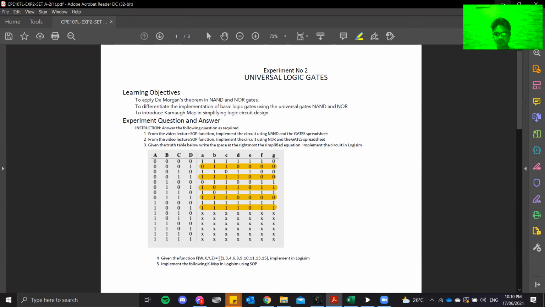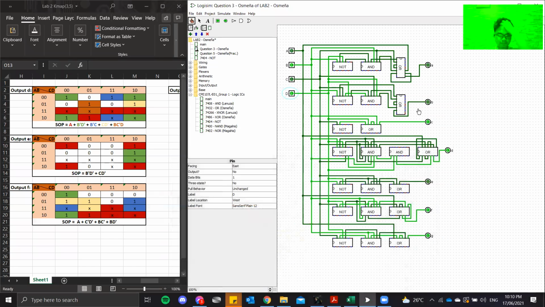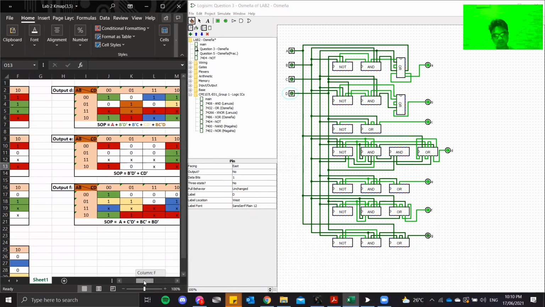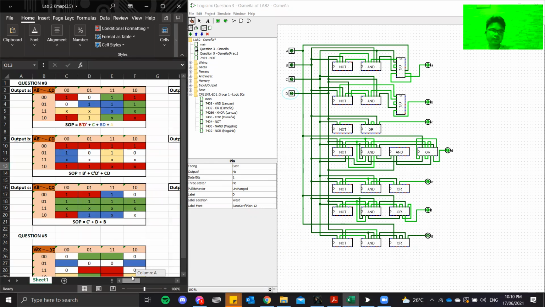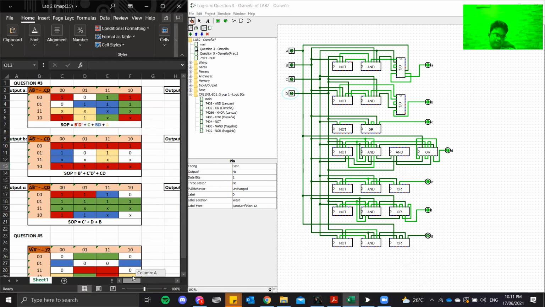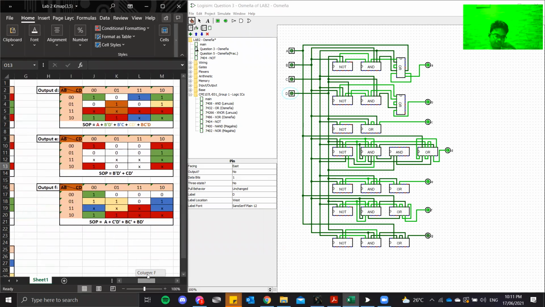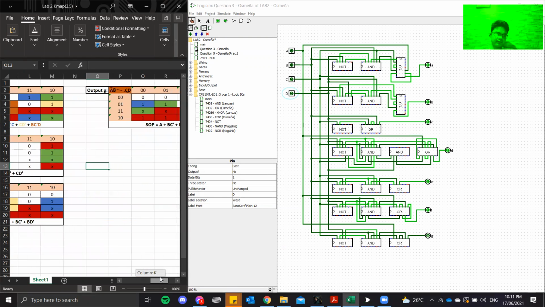So I have implemented them. As you can see, let's just restart this. And I have also made a K-map for both of them. So this is a K-map for question 3 for outputs A, B, C, D, E, F, and G.